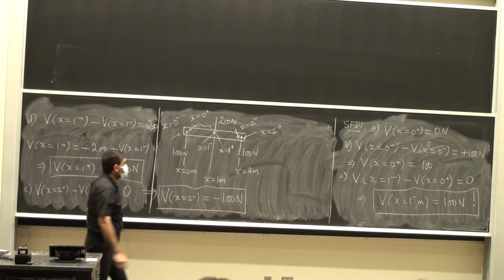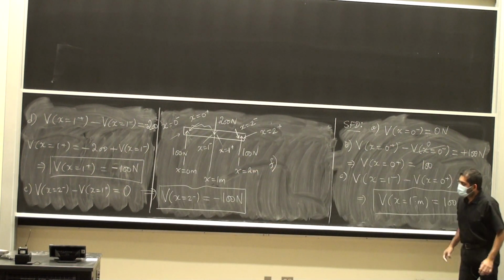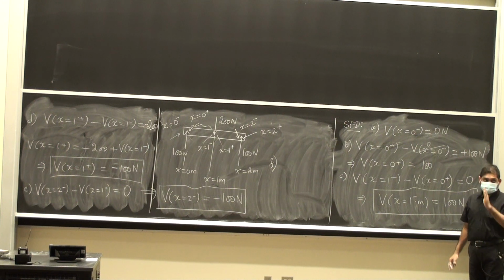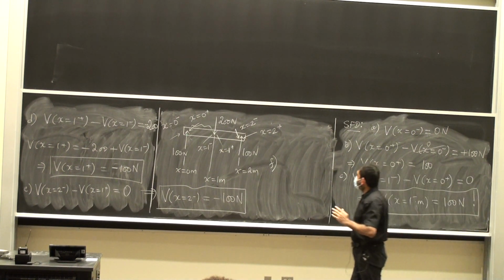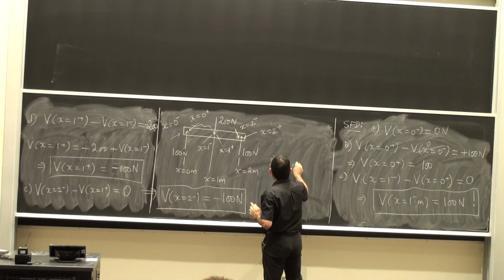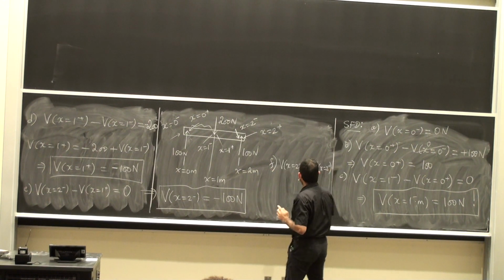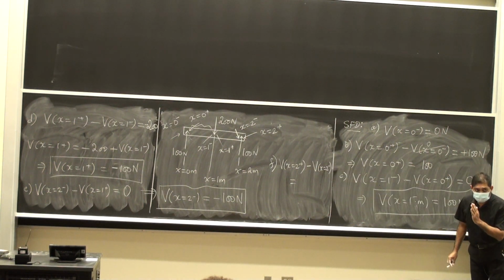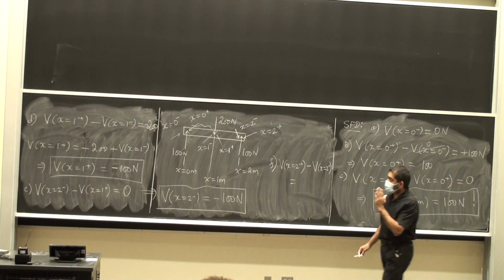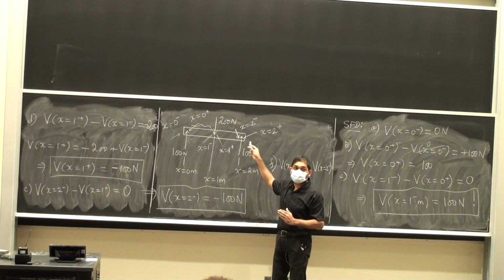And last step. You see, you always have to come back home. Home is 0. So if I look at the last difference, V at x equal to 2 plus minus V at x equal to 2 minus. Can somebody help me out here? What is this going to be equal to? 100.